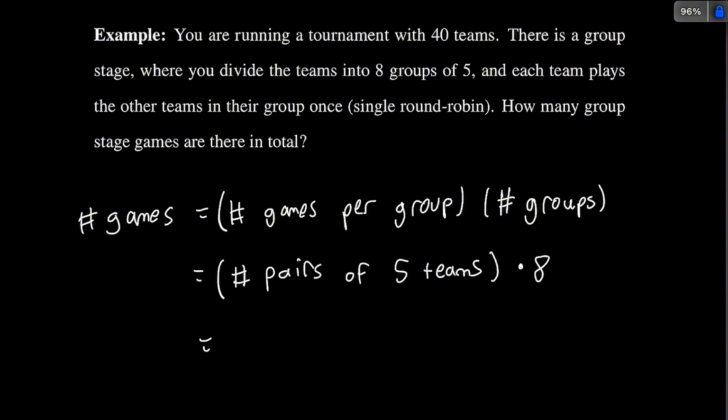And how many pairs are there from 5 teams that you can make? Well, just 5 choose 2, right? From the 5 teams, you choose 2 to be in the pair. And multiply that by 8.